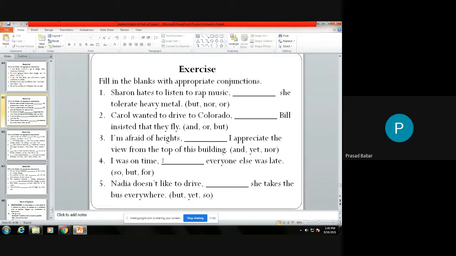So there are two types of music in western music. There are two types: rap, heavy metal, and also there is pop music. Okay, and these are the three types. But here Sharon hates to listen to rap.